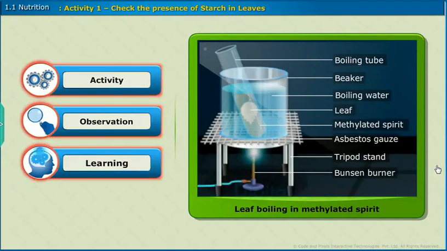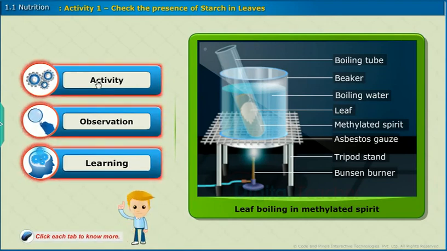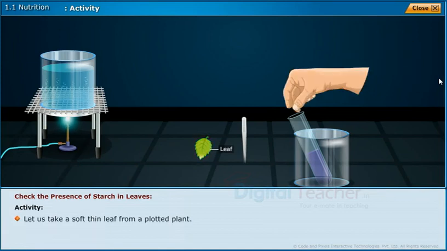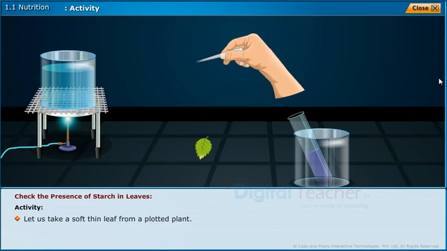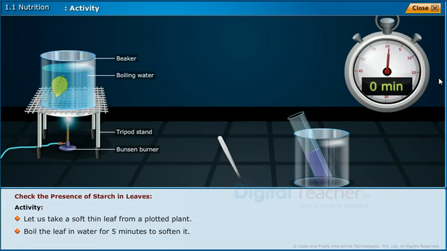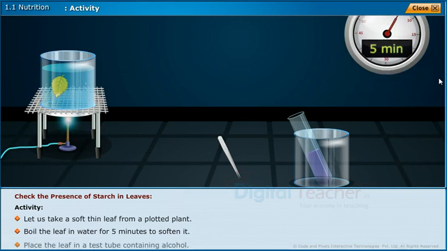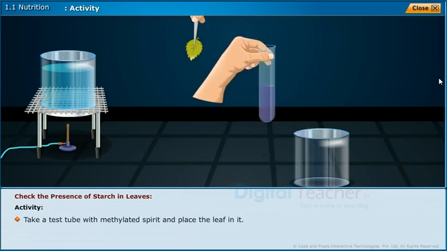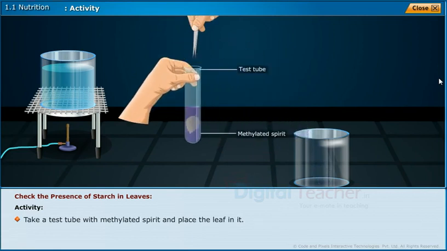Here, let us perform an activity to check the presence of starch in leaves. Click each tab to know more. Let us take a soft thin leaf from a potted plant. Boil the leaf in water for 5 minutes to soften it. Place the leaf in a test tube containing alcohol. Take a test tube with methylated spirit and place the leaf in it.